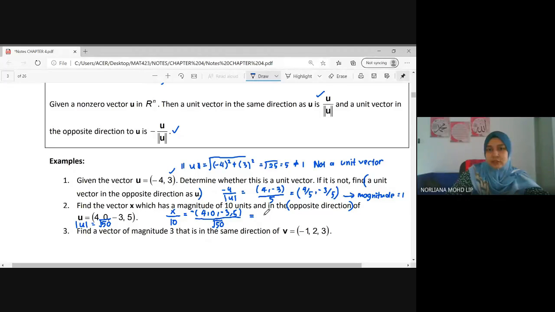Then you solve this. So we get x equal to, we get square root of 2, so negative square root 2 times 4, 0 times 3, and negative square root 2 times 5. It's okay to use decimal points too.